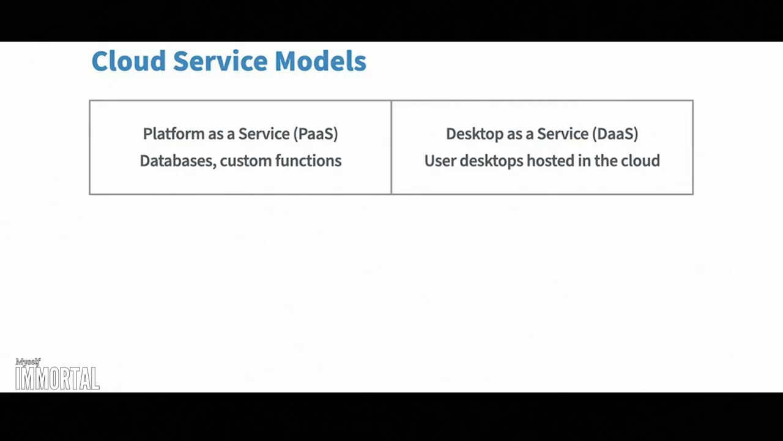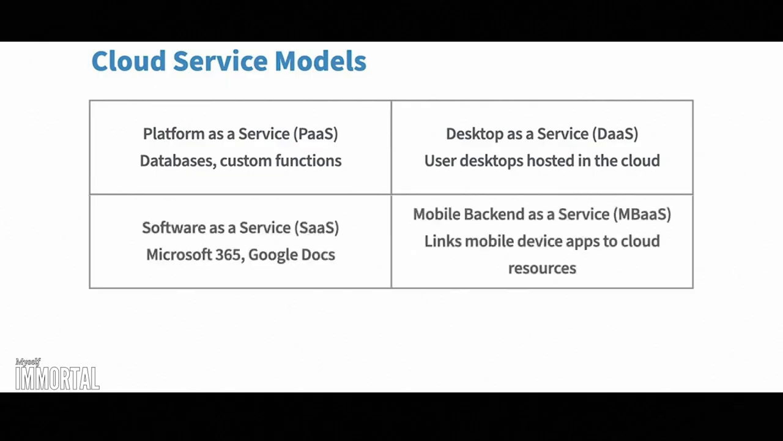The next thing to consider are other cloud service models like Platform as a Service, or PaaS. This would include things like databases and custom functions that software developers can build and host in the cloud. The beauty here is that the setting up of the underlying servers and software is already taken care of for us. Desktop as a Service, or DaaS, allows us to have user desktops, whether they're Linux or Windows-based, hosted in the cloud. Users would use a device to make a remote connection as if they were sitting at a desktop computer somewhere. Software as a Service, or SaaS, examples of which would include Microsoft 365, Google Docs.